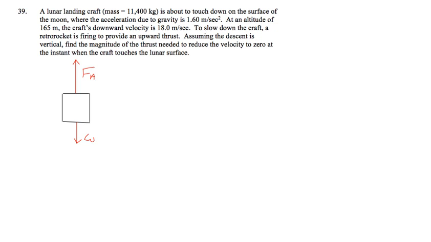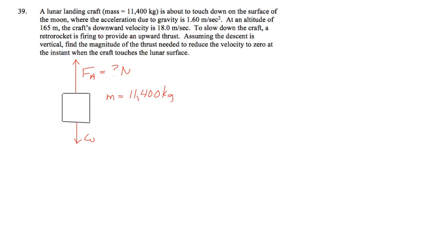Let's see, we know the mass of the lunar craft. It's 11,400 kilograms. And we don't have a, but we're actually looking for, it says, assume the descent to be vertical, find the magnitude of the thrust needed to reduce the velocity to zero. So that's what my unknown is. And it's a retro rocket, meaning that I'm coming down, but the rockets are firing in the down direction. Okay? So I have a soft landing.